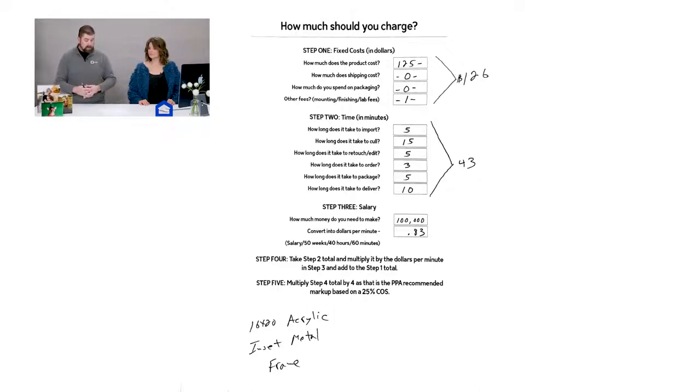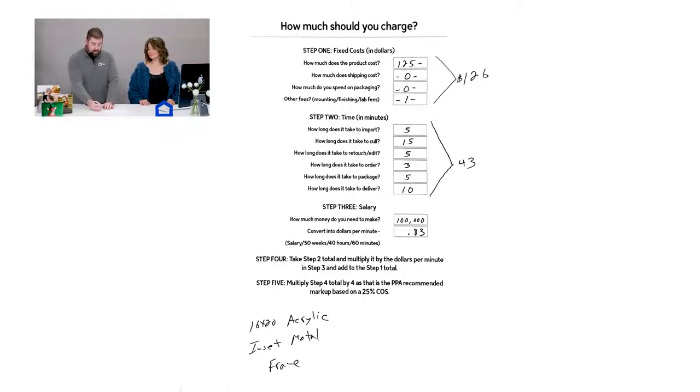Okay, so if you take 50 weeks, taking into consideration you're going to take a couple weeks off for vacation because everybody loves to be on vacation, 50 weeks times 40 hours a week, and then 60 minutes, I come up with a total of 83 cents per minute that I need to make basically as I am preparing a product, okay?